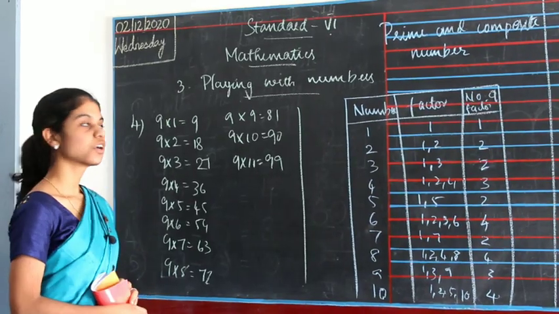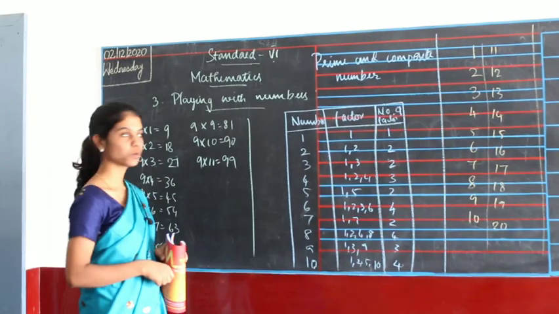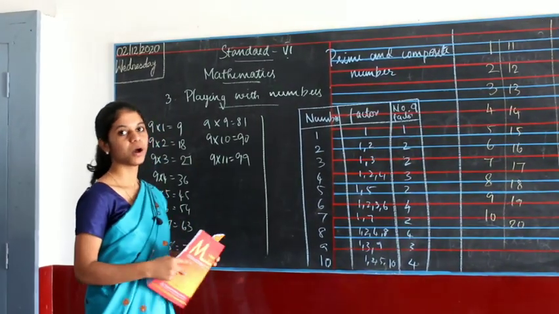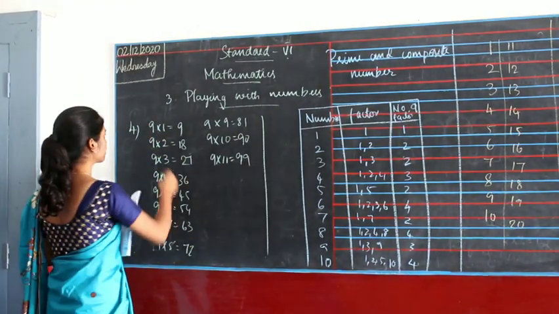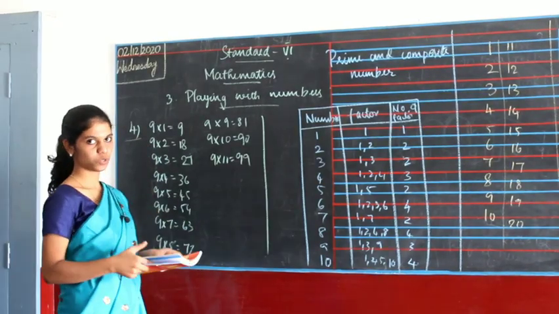Good morning children. Today we are going to see a new topic, which is prime numbers and composite numbers. Before that, in the last class we didn't solve the fourth one. We are going to solve the fourth one.